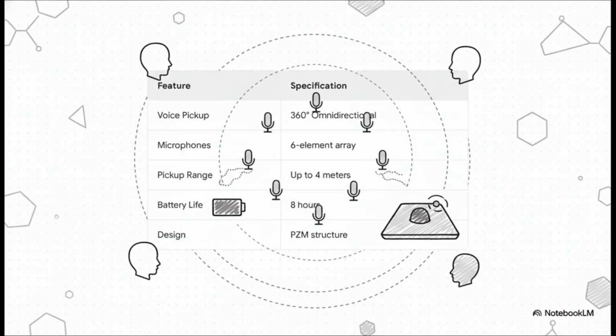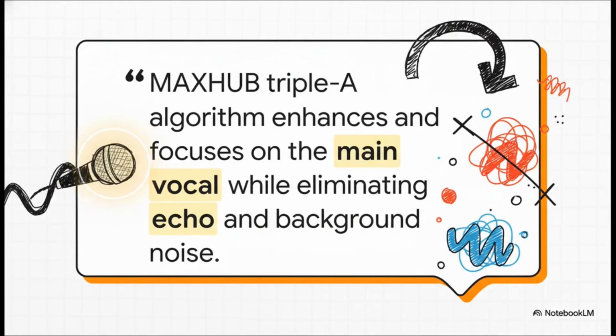That 360-degree 6-mic setup, it means it can clearly pick up voices from up to 4 meters away, from any direction. No more awkward leaning in to talk. And that PZM design, that stands for pressure zone microphone. It's designed specifically to stop the hard surface of the table from creating that awful echoey reverb, giving you a much crispier sound. But here's the really cool part, the special sauce.